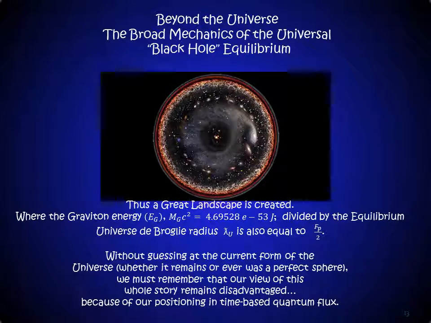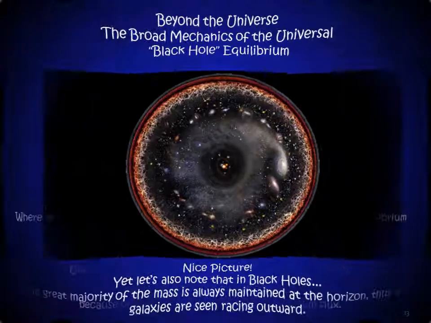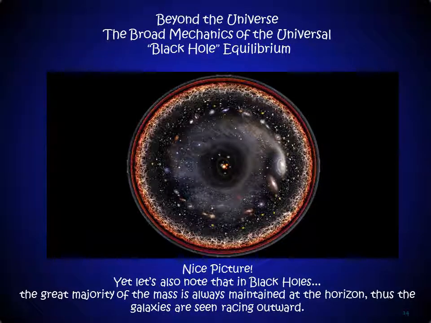Without guessing at the current form of the universe, whether it's a perfect sphere or some other form, we have to remember at all times that our view of the whole story is a disadvantaged view, and that's because of our positioning in time-based quantum flux. Now, we want to also note that in black holes, the great majority of the mass is always maintained at the horizon. Thus, the galaxies are seen racing outward.